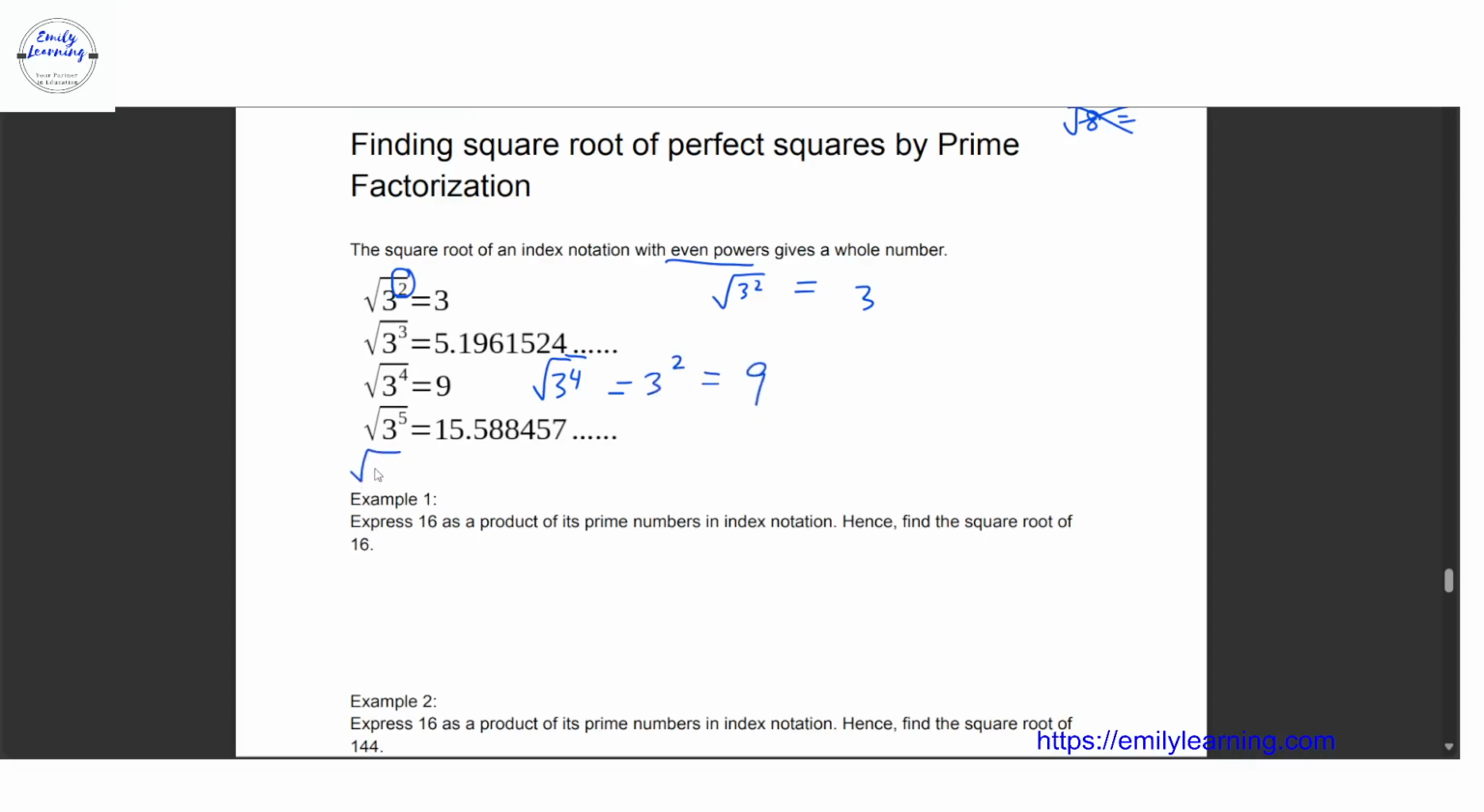So in other words, if we have square root of 3 to the power of 6, when you square root something, you halve its power, so half of 6 is 3. So 3 cubed is 3 times 3 times 3, which is 27.